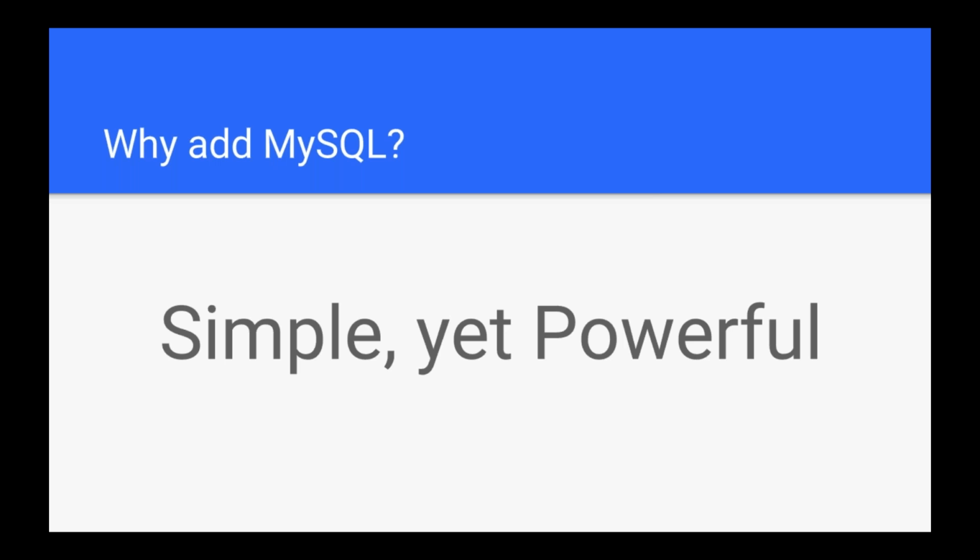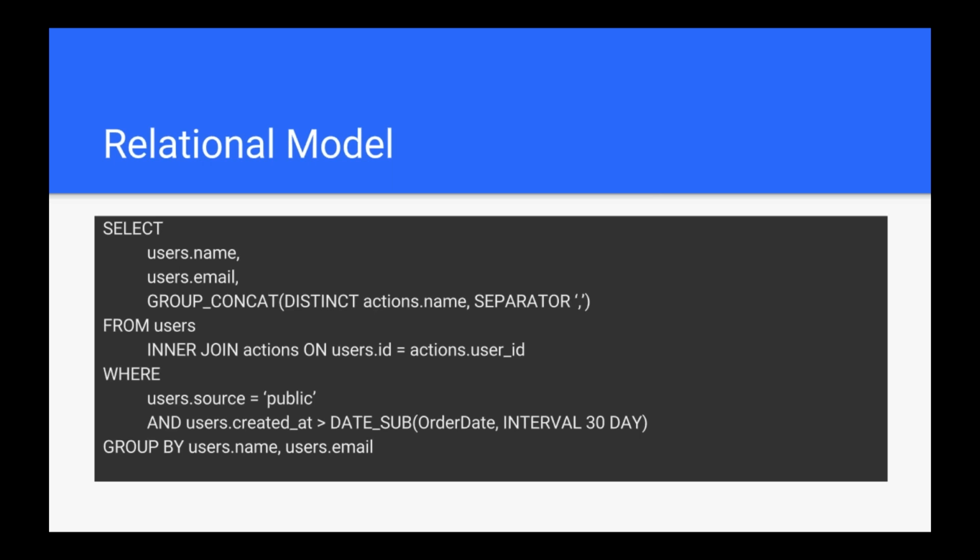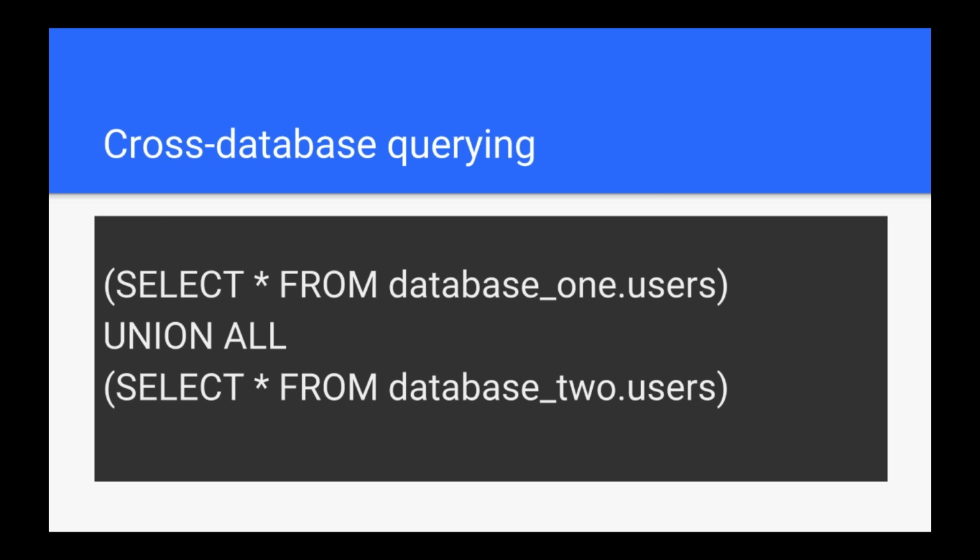And the answer is it's simple yet powerful. You get the relational database capabilities, the relational model, without the high administrative costs that you see with other SQL databases. Right here is a sample query that I've run before where basically we're looking for all the users and the actions that they have done over the past month. This includes the select statement, the joins, the filtering, and then we even have a group by, so we have group aggregation. This combines all the great things about very simple relational models, and you get that with MySQL right out of the box.